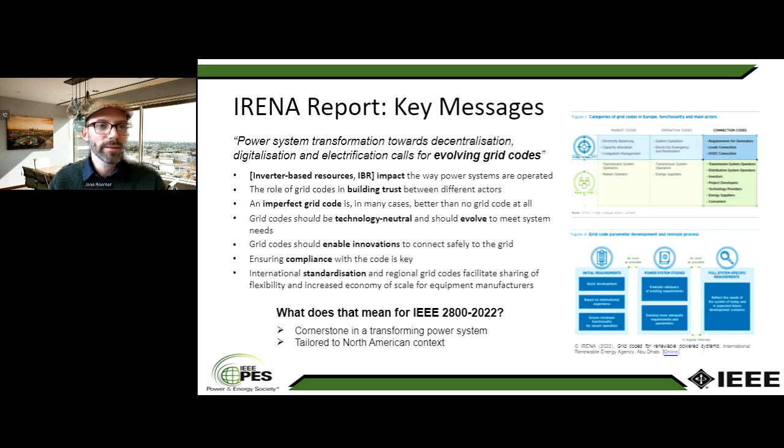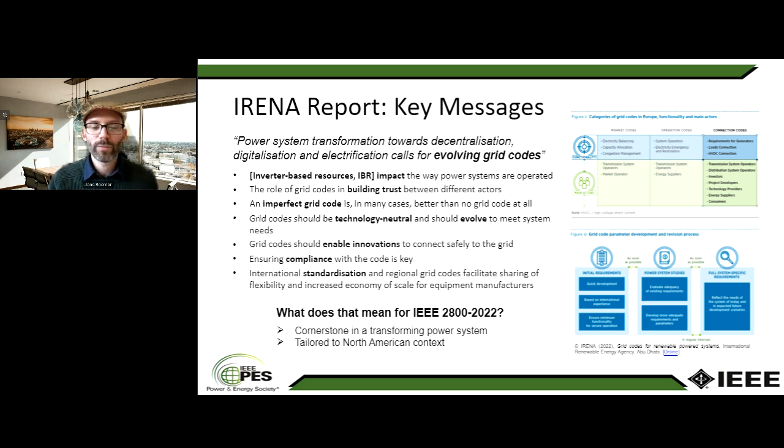The IRENA report found that IBRs, which stands for inverter-based resources, impact the way power systems are operated. They clarify that grid codes like 2800 are meant to build trust between different actors during the interconnection process. It's even better to have an imperfect standard than no standard at all. Those standards should be technology neutral to the extent possible and should be set up such that they can evolve with system needs. The standard should enable innovations. That is one reason why IEEE 2800 was written as a performance standard and not a design standard, so it allows for different ways of meeting the performance requirements specified.